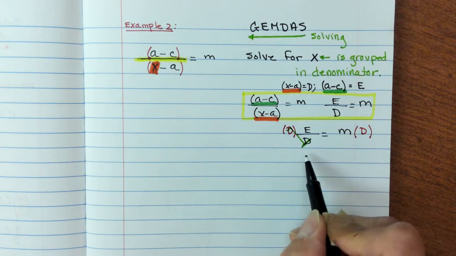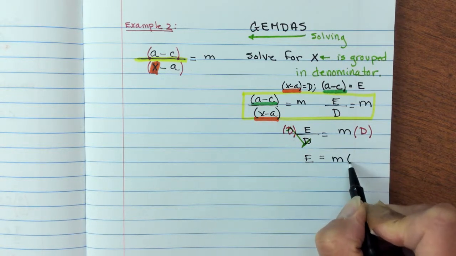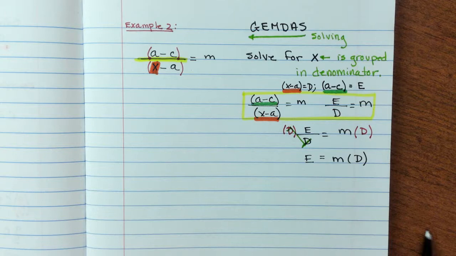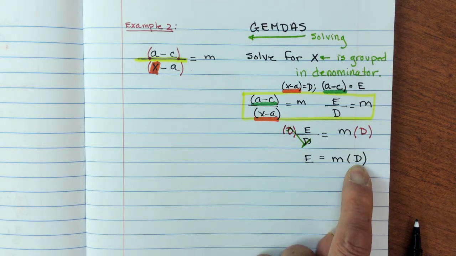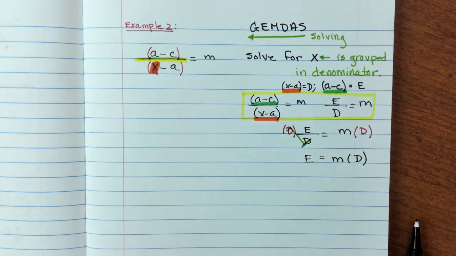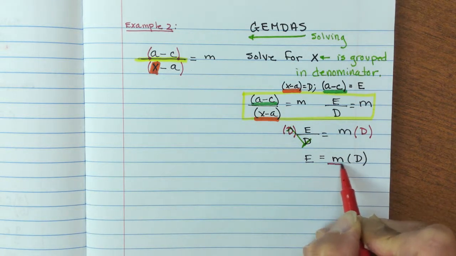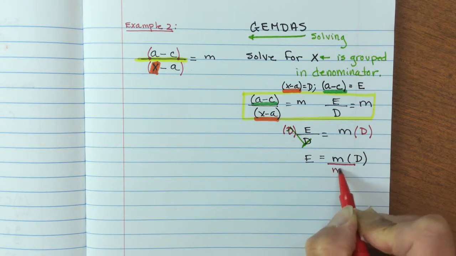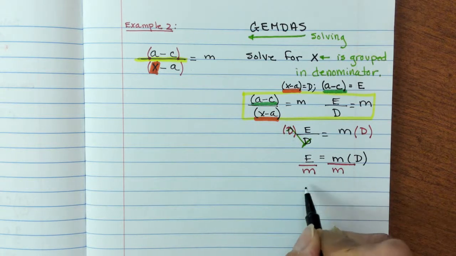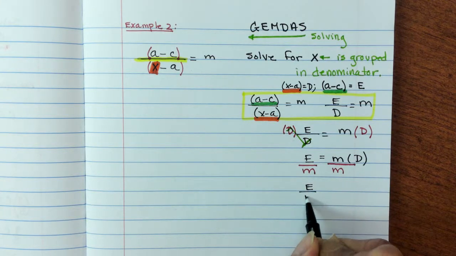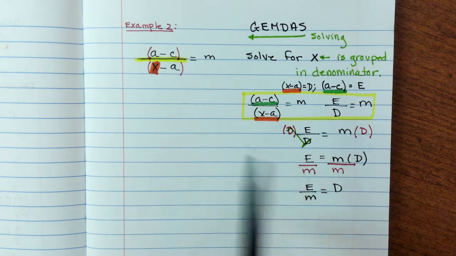So that leaves me with E equals M times D, right? Well, remember, D was in my denominator, and I wanted to solve for that. So I'm almost done, which means I just need to undo this multiplication of M. So that means I'm going to divide both sides by M. Then that gives me E over M is equal to D. Okay. So what we did here, we're going to do with this one.